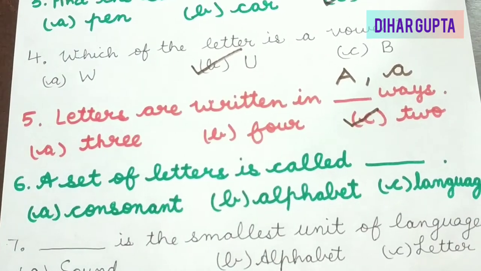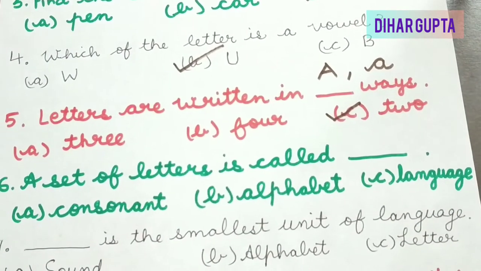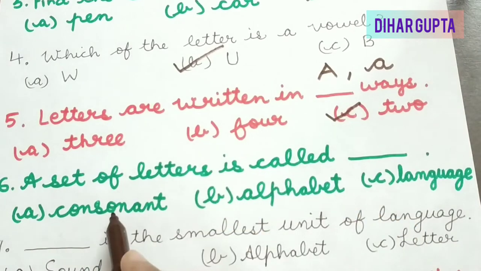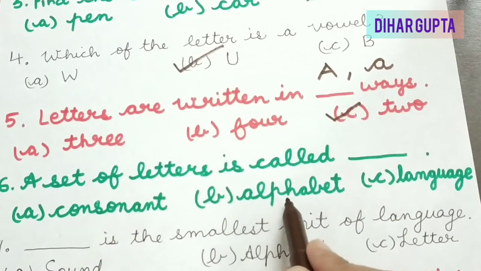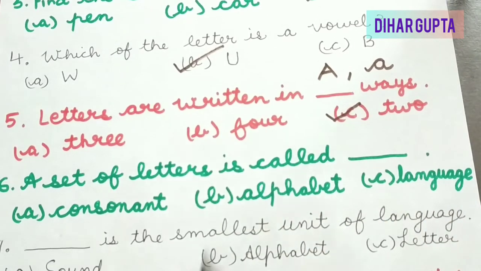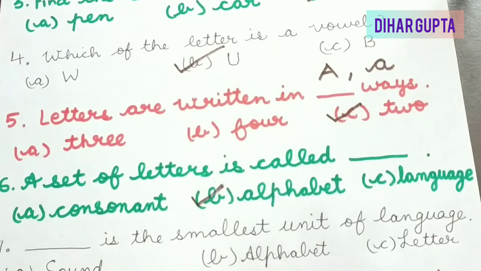Question number 6. A set of letters is called dash. Is it consonant or alphabet or language? So our answer is alphabet.